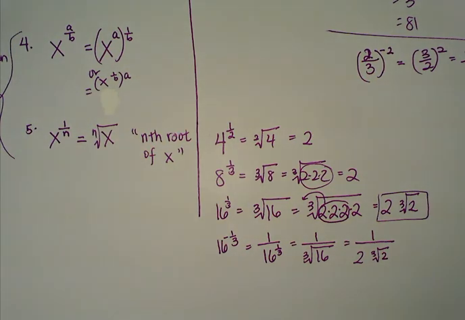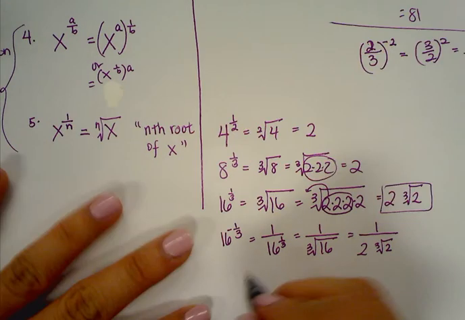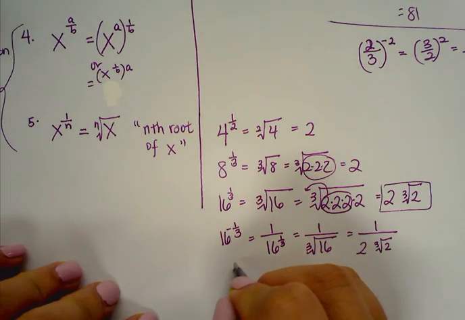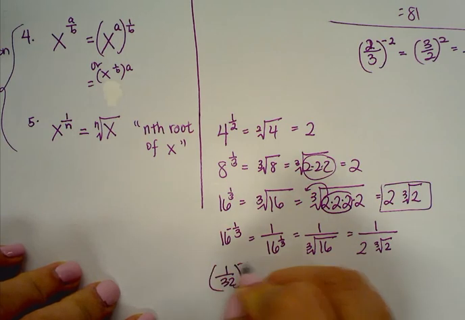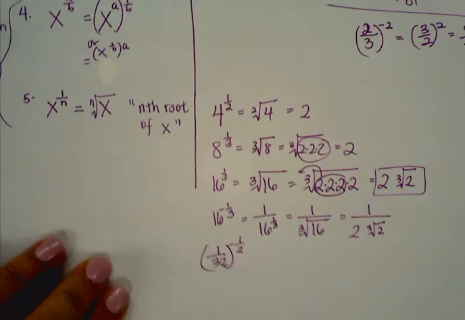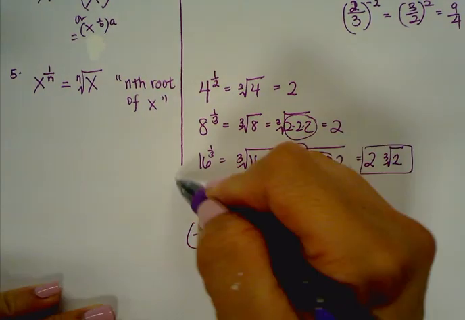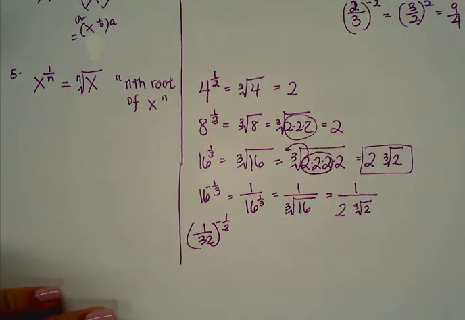How about this? 1 over 32 to the negative 1/2. Try it on your whiteboard. We'll have to flip that.